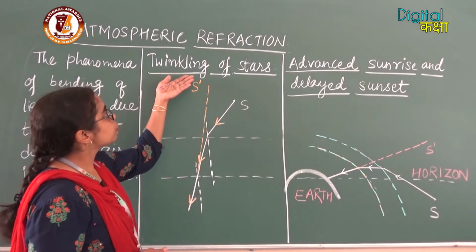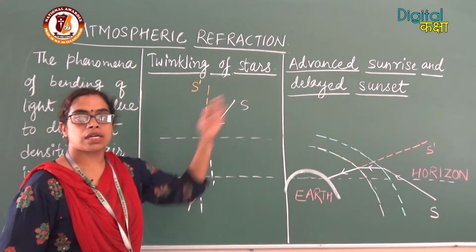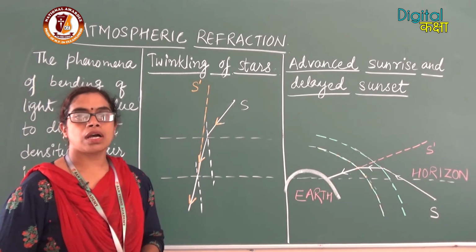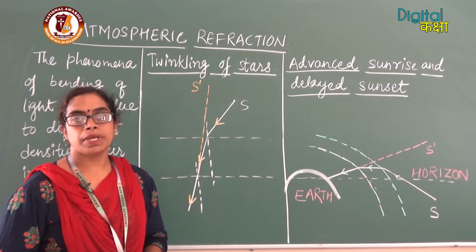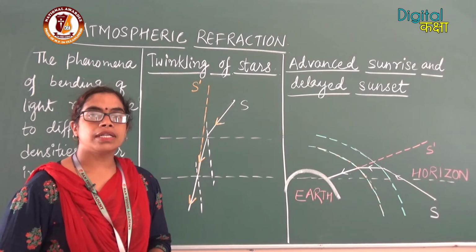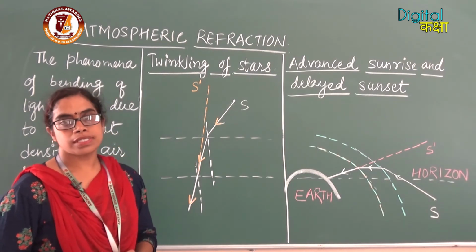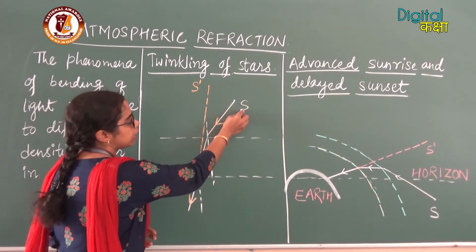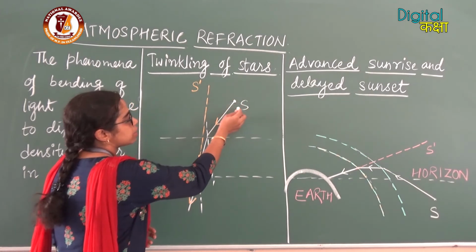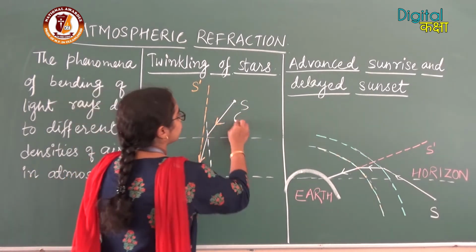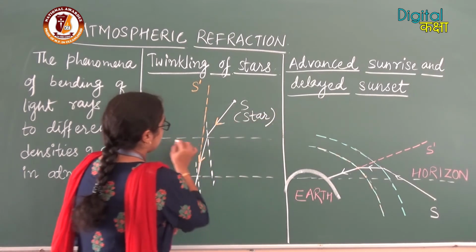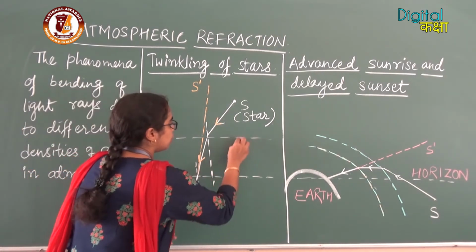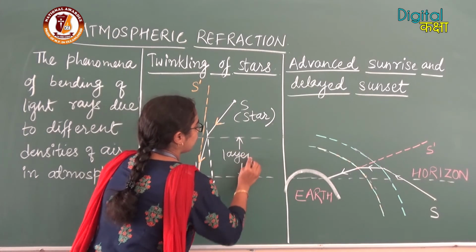The first one is the twinkling of stars. During night, all of us have observed a number of stars twinkling high up in the sky. Today, let us know the reason for the same. Here is the ray diagram in which S is the point representing the position of a star. The layers drawn with dotted lines represent the different layers of air.